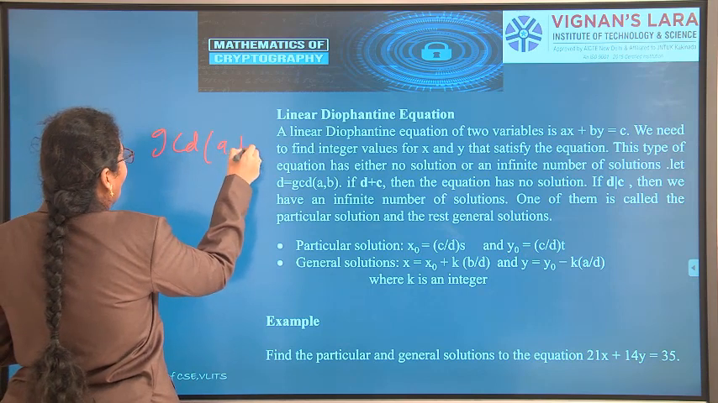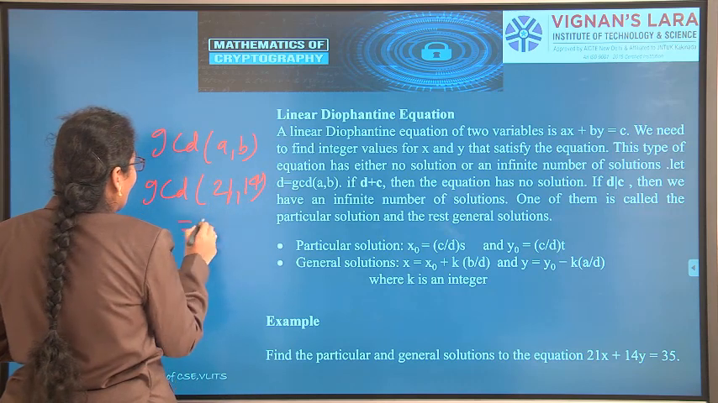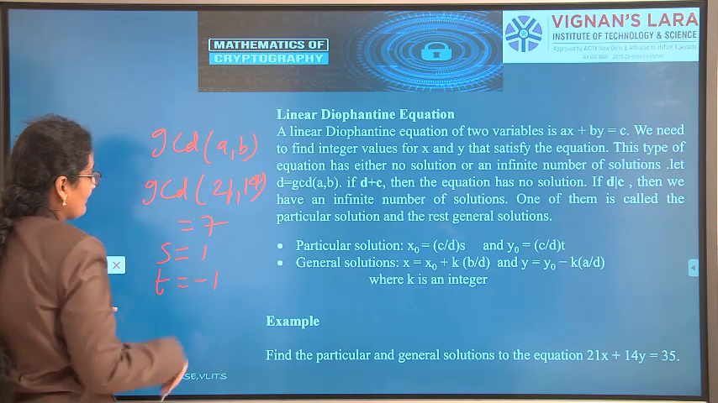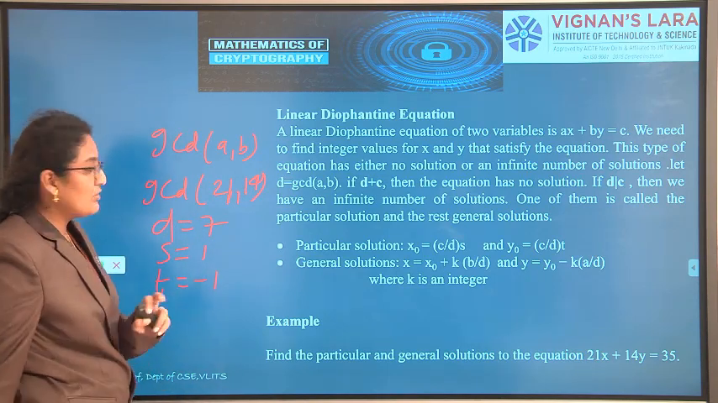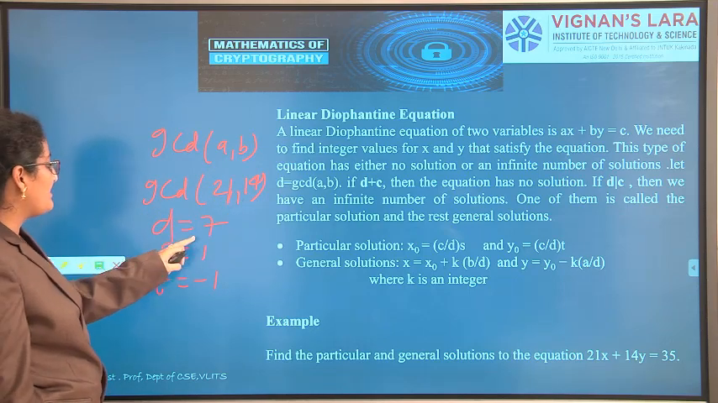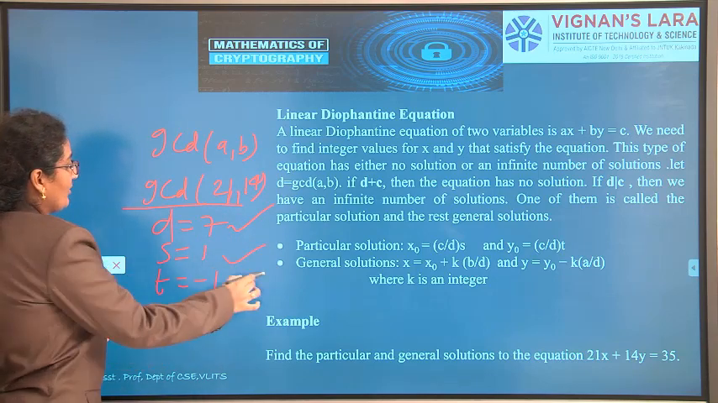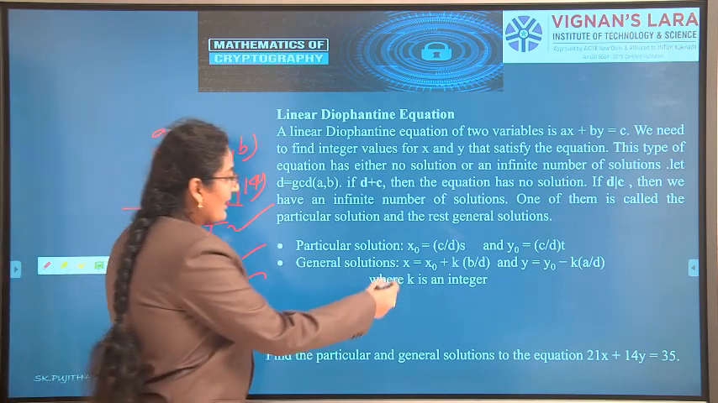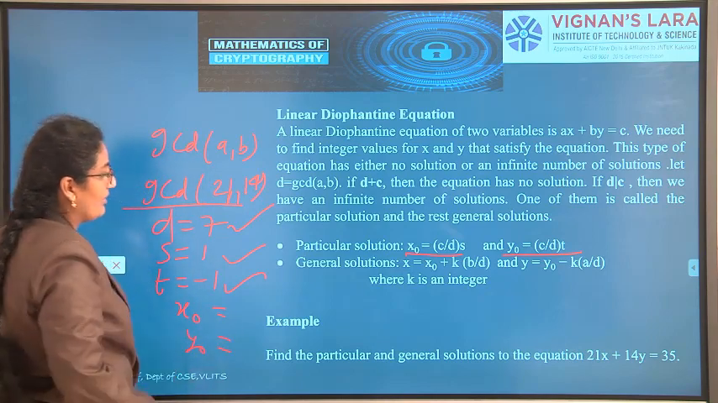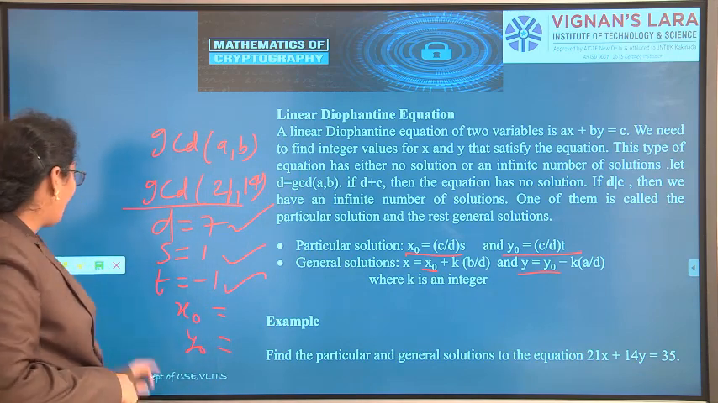GCD of A comma B, GCD of 21 comma 14 we obtained as 7. So S we have taken as 1, T we have taken as minus 1. GCD is D. So listen to me. A value is 21, B value is 14. GCD of A comma B is 7. GCD is nothing but D. S we assumed as 1, T we assumed as minus 1. By substituting all these values in x naught and y naught formula, we got x naught value and y naught value also. By substituting x naught and y naught values here, we will get x value and y value.